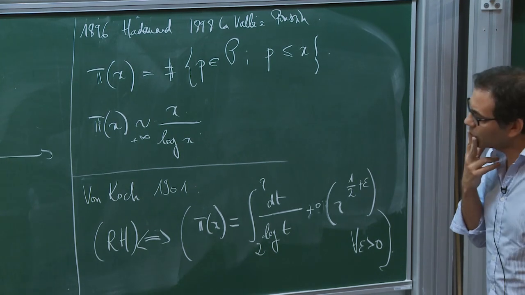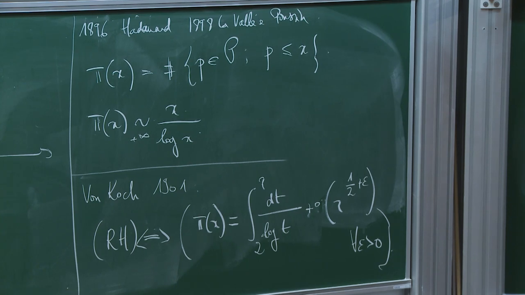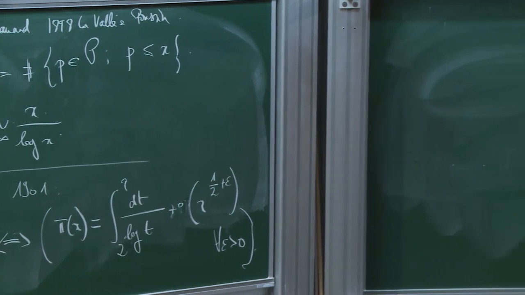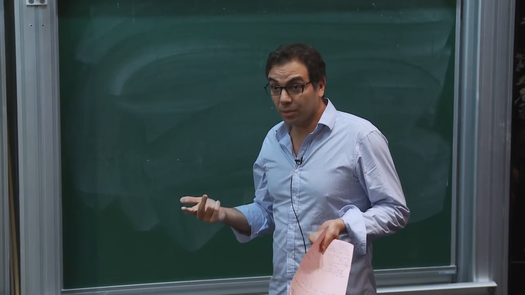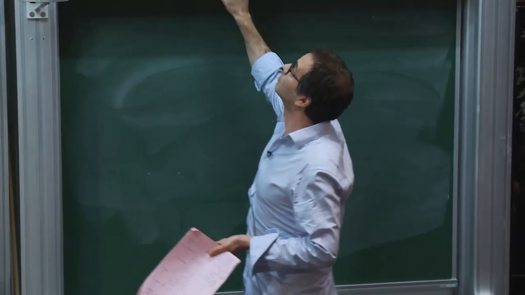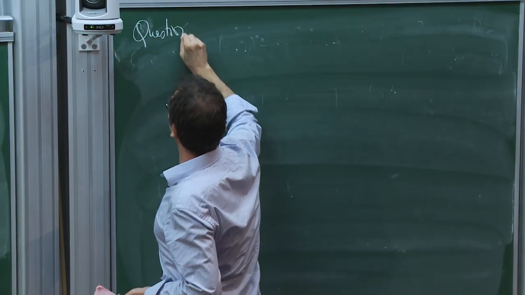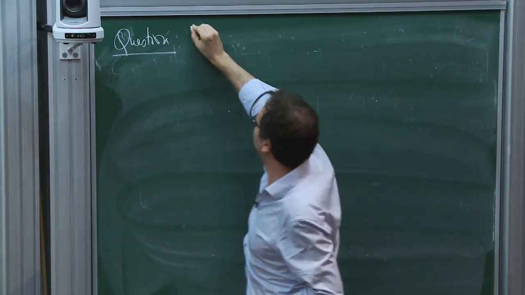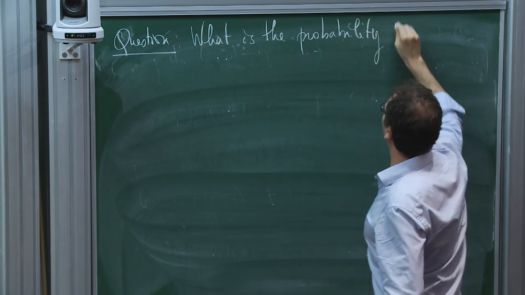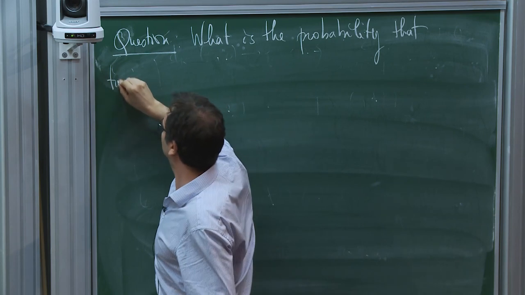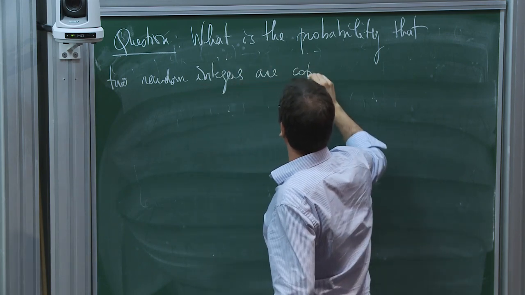So today, we are not going to ask this question about what is the probability for one integer to be prime. We are going to ask another question, which is, if you take two random integers, what is the probability that they are coprime? Okay. So, the probability that two random integers are coprime.